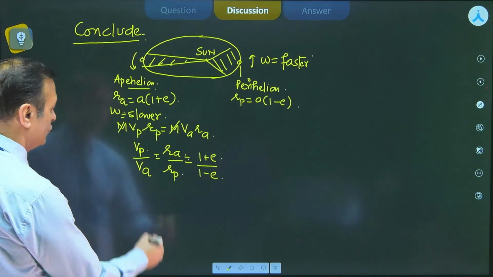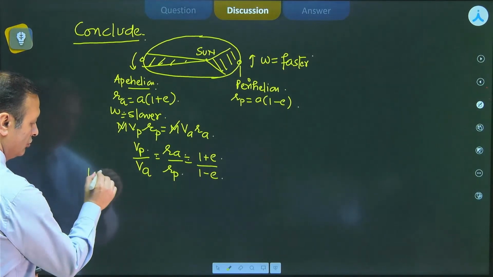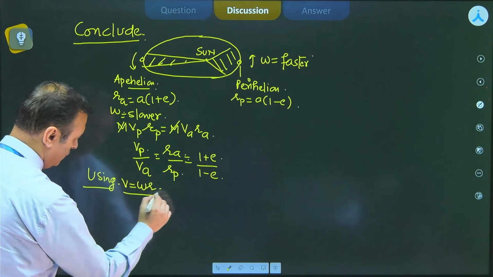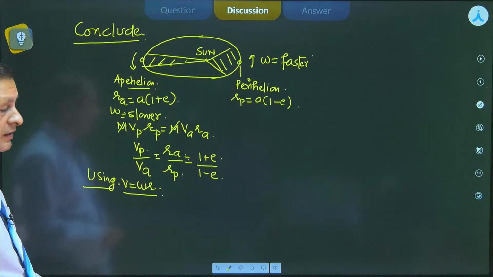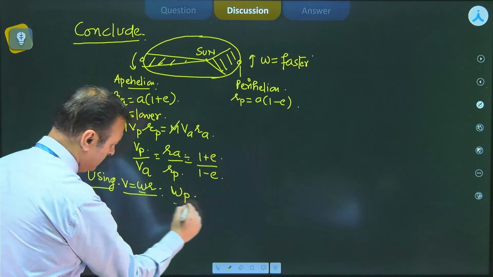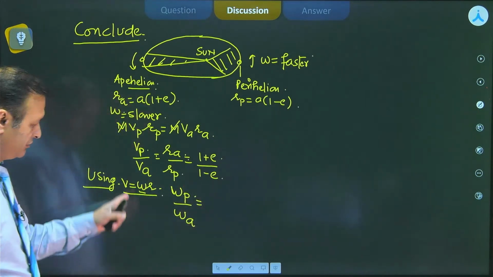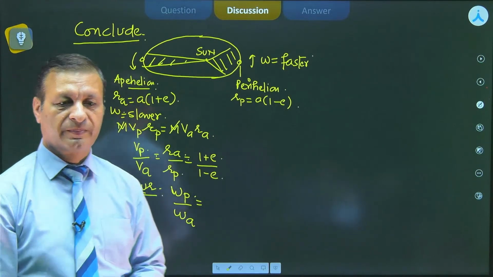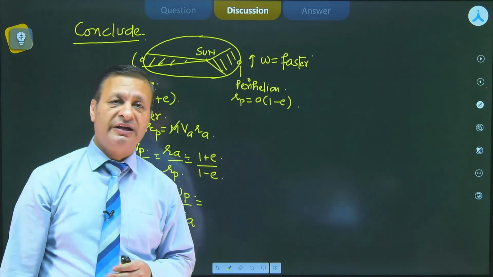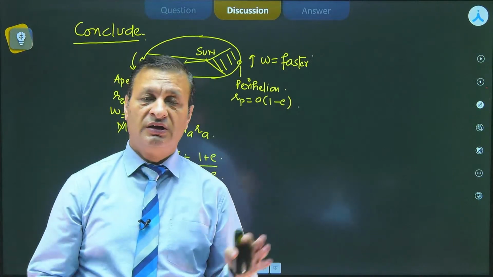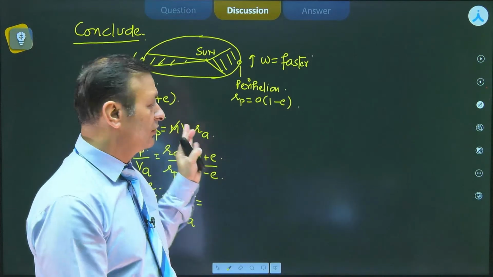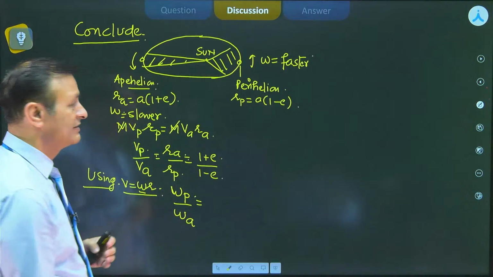Now, if I ask you omega, do we understand? V is equal to omega R, if you look at this for the circular motion. So can you compare omega p by omega a also? Yes, using this relation we can. Any doubt? So these are the areas, these are the questions, these are the important formats which are being asked from this particular section of your Kepler's second law.